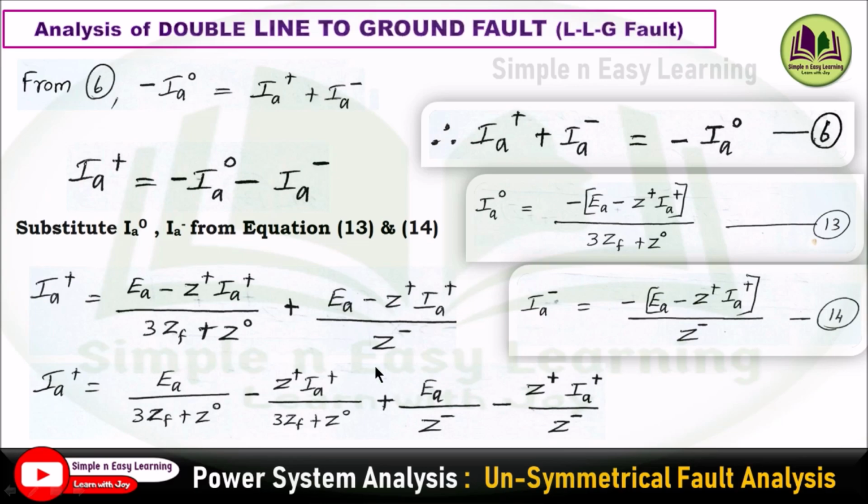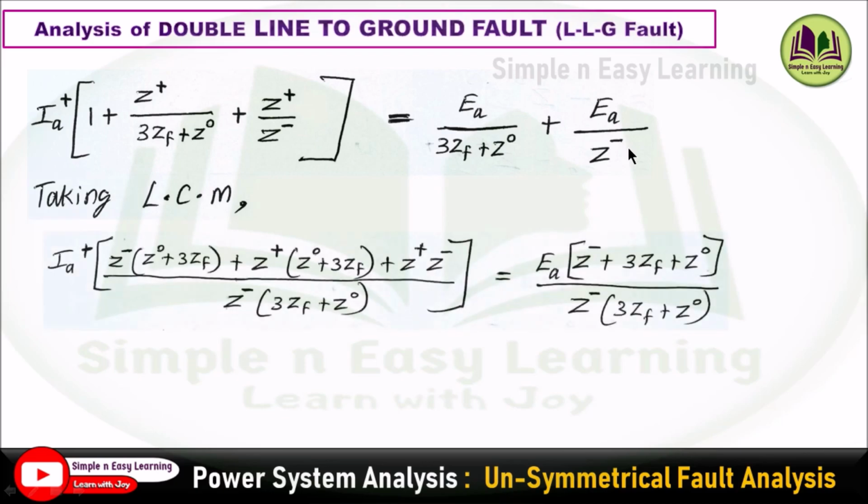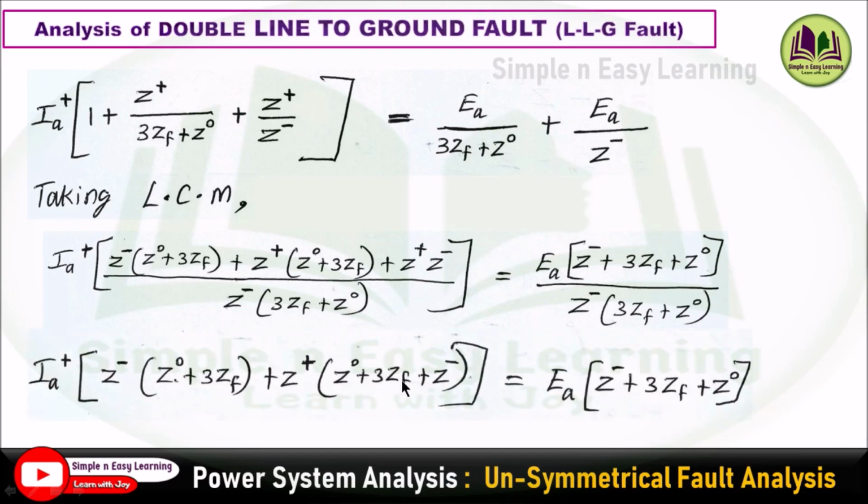Taking IA plus as common in that term, it becomes 1 plus Z plus divided by 3ZF plus Z0 plus Z plus divided by Z minus. This will be equal to the remaining terms. Now taking LCM on both the sides, the LCM will be Z minus into 3ZF plus Z0. Taking that, we get this term, and on this side also Z minus into 3ZF plus Z0 as LCM, we get this term. So the denominator term can be cancelled. You will get IA plus equal to this whole term, and that will be equal to EA into Z minus plus 3ZF plus Z0.